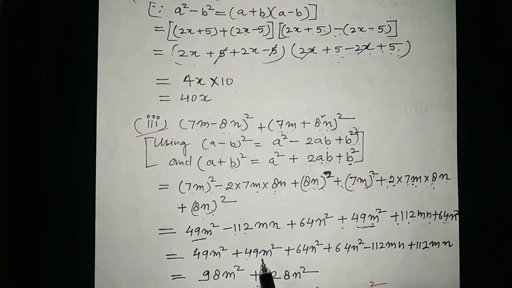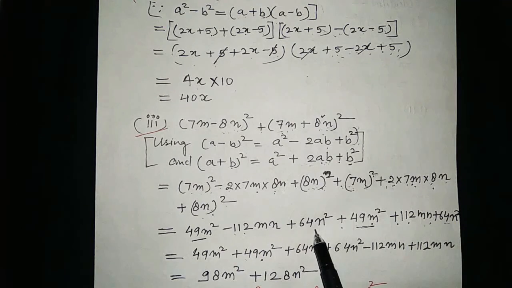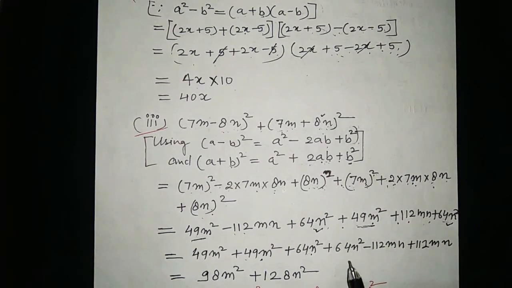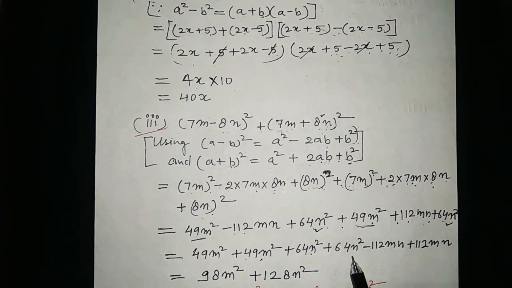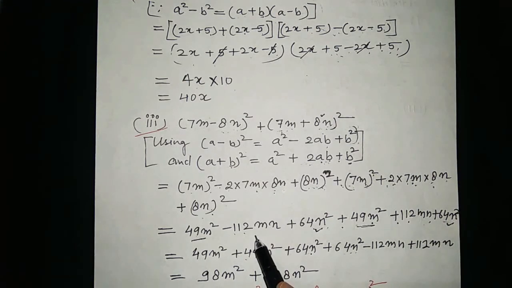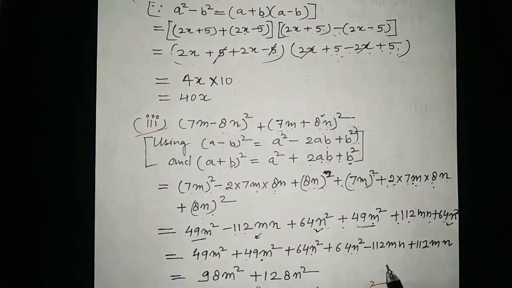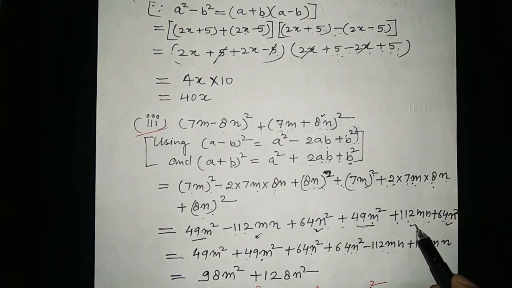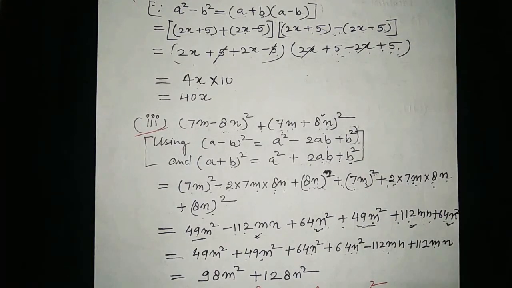Clear? Now 64n square we will write. Clear? 64n square. And after 64n square, we will write this 64n square also. Clear? These both are like and these both are like. After this, we will write this minus 112mn. Clear? And after this minus 112mn, we will write this plus 112mn.